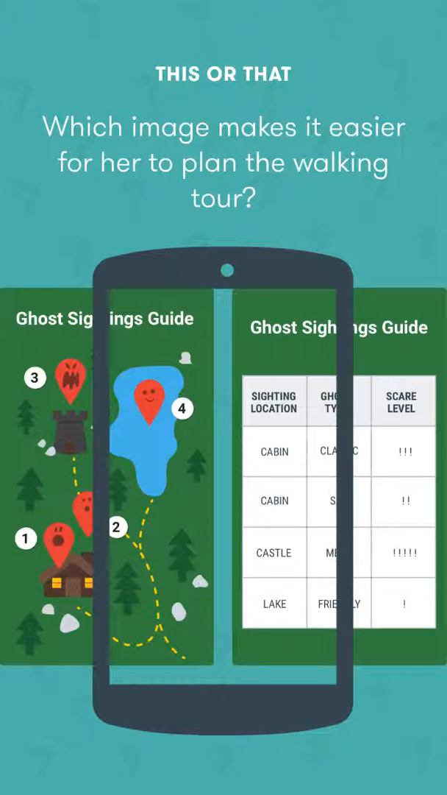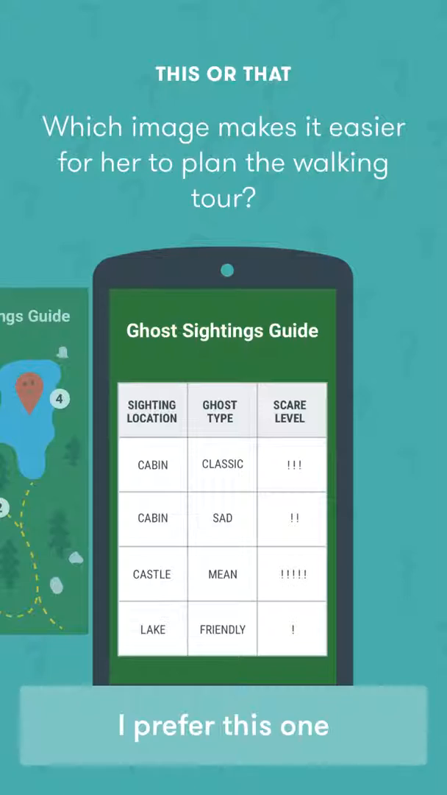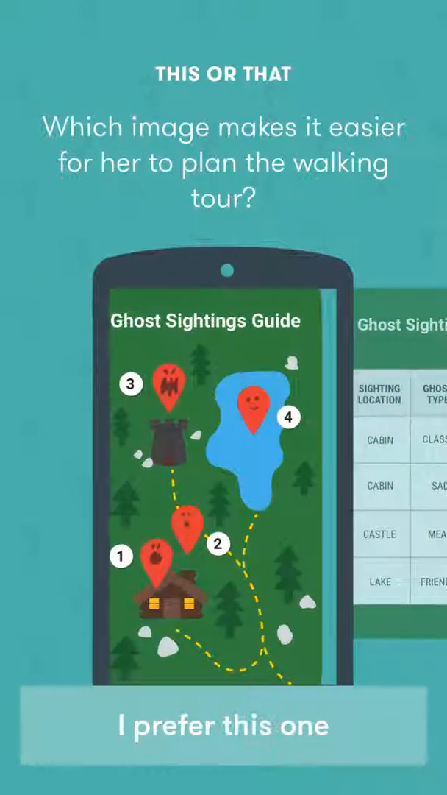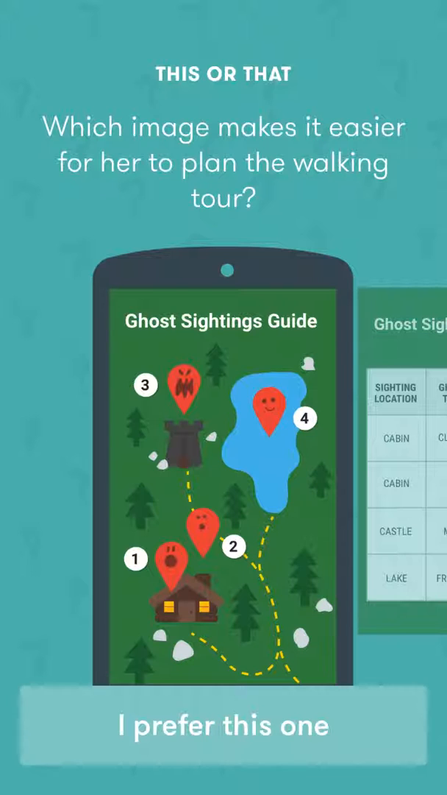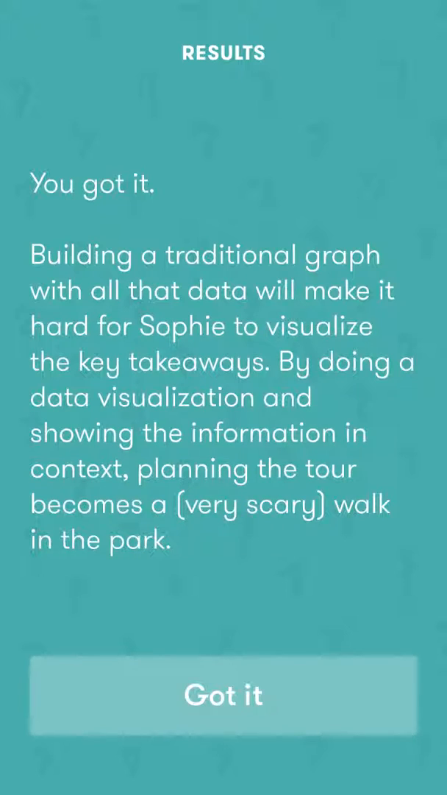Which image, this is a task, this or that. And it says which image makes it easier for her to plan the walking tour. There's an image of a map and just a table of contents. I would prefer the map. I've clicked this one. You got it. Building a traditional graph with all that data will make it hard for Sophie to visualize the key takeaways. By doing a data visualization and showing the information in context, planning the tour becomes a very scary walk in the park.